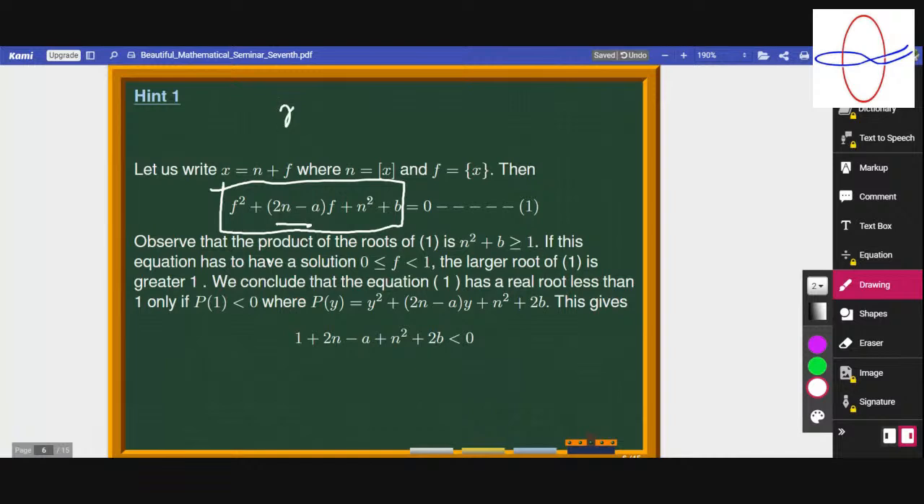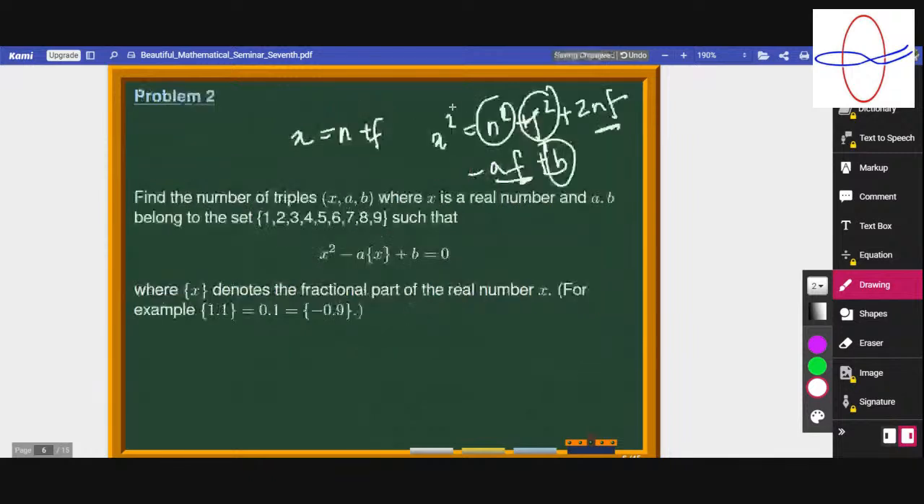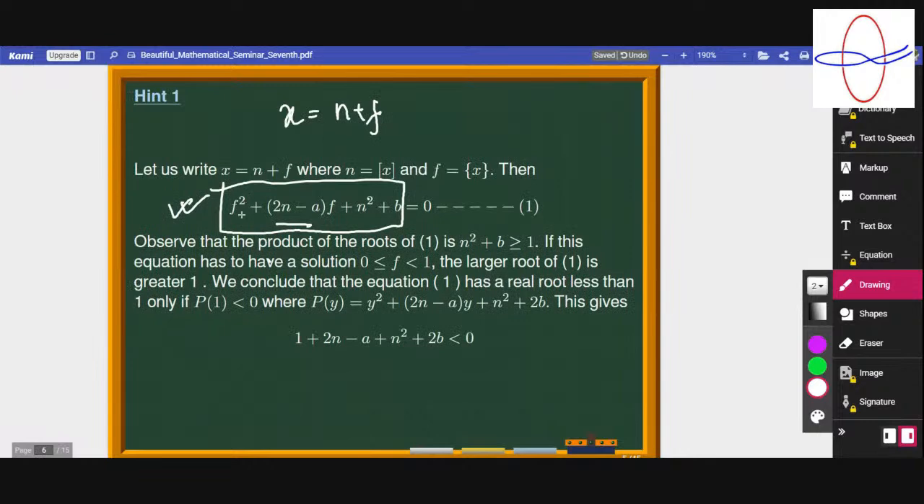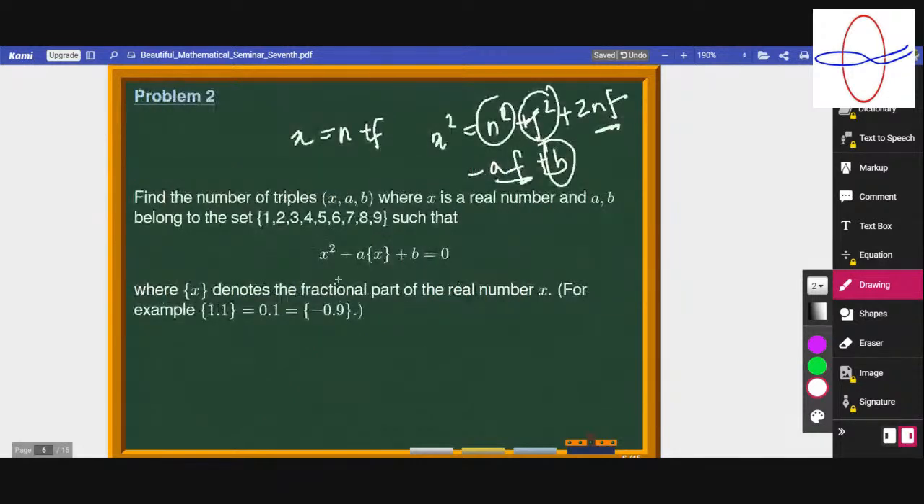So I replaced x as n plus f, the box part and the fractional part, in the equation just that way. And we got this equation. Now observe that it's a function in the fractional part of x, F. So now observe the roots of f are greater than n square plus b, which is greater than 1, okay? Did you get this point? Because n is the box of x, and what is b?